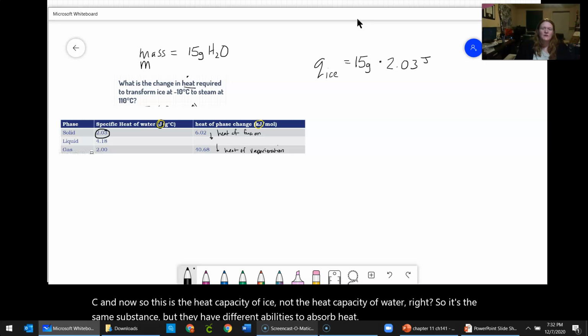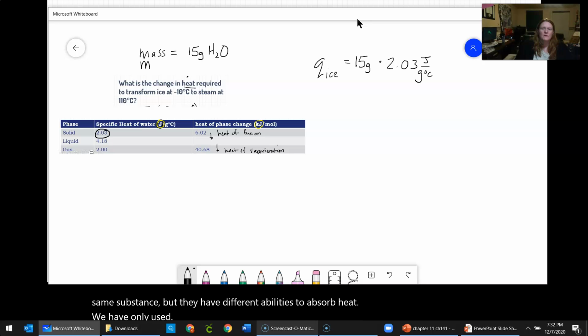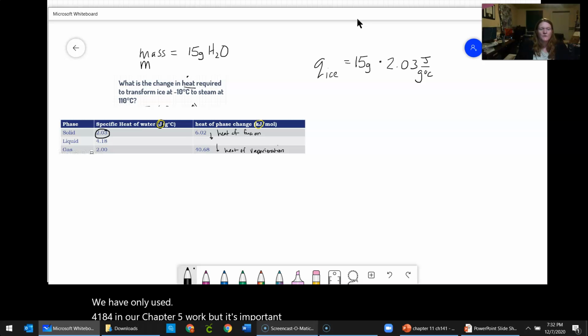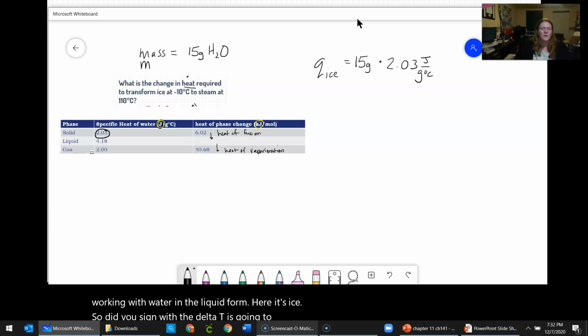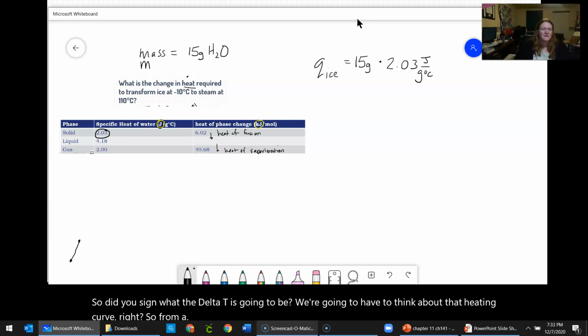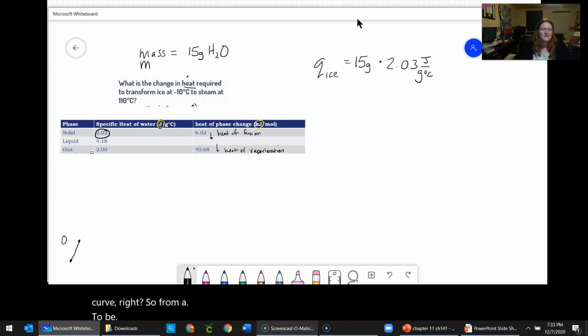We have only used 4.184 in our chapter 5 work, but it's important to understand that's because we were always working with water in the liquid form. Here, it's ice. So to decide what the delta T is going to be, we're going to have to think about that heating curve, right? So from A to B, B is at 0 degrees Celsius because that's the melting point. And our problem says we're starting at negative 10.